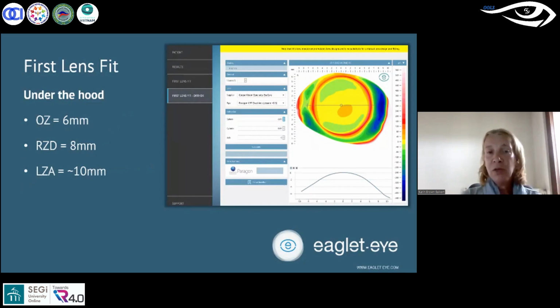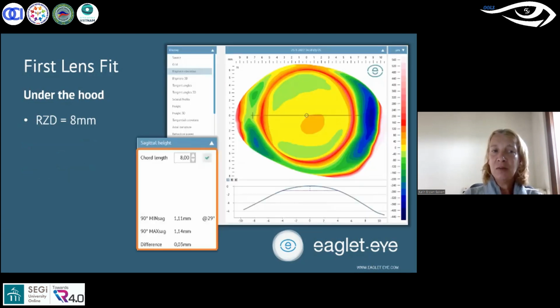Since a few weeks ago, we also have a fluor simulation. So once you calculate the lens, it will actually give you an idea of what the lens is going to look like on the eye as well. So again, the optical zone, you've got your return zone and your landing zone. So first lens fit, we've got the return zone at 8 millimeters. So I suppose it's just making sure that you know actually what's going on with the eye at 8 millimeters, so you can get that return zone. And then your landing zone around about 10 millimeters, again, making sure that you get the right landing zone going with the shape of the eye.